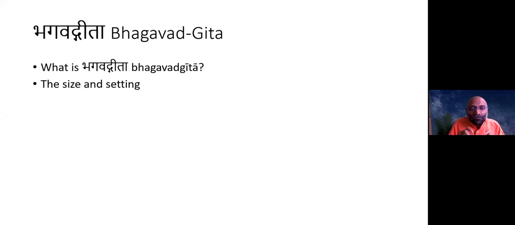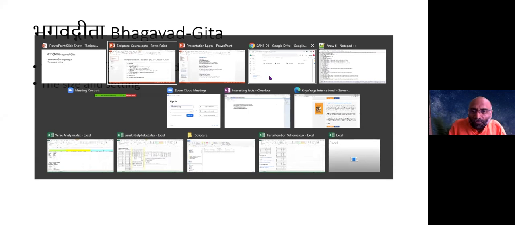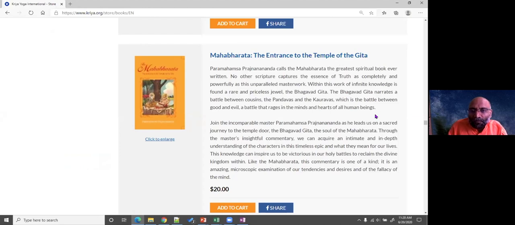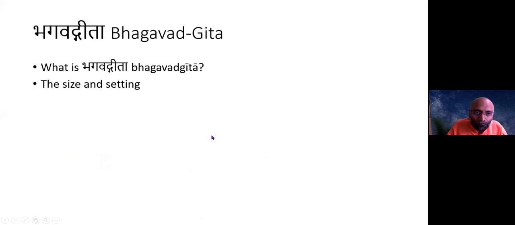So the story of Mahabharata which takes you up to Gita is a beautiful story. It's a long story, but Guruji has written this book, which many of you might know about: Mahabharata, the entrance to the temple of the Gita. Those of you who are interested can read this book. I'll show you here on the Kriya.org website. It's a beautiful book that tells the story of the Mahabharata from the very beginning, and also covers the spiritual aspects. So it tells you the simple story as well as its spiritual significance. If you are interested to know how Gita is set in Mahabharata, this is a beautiful book.